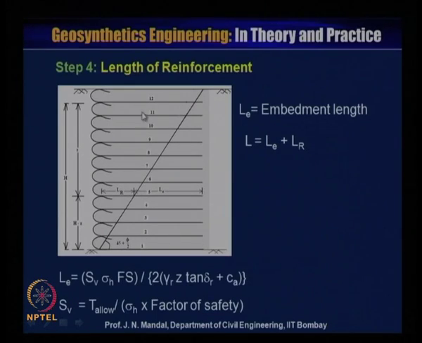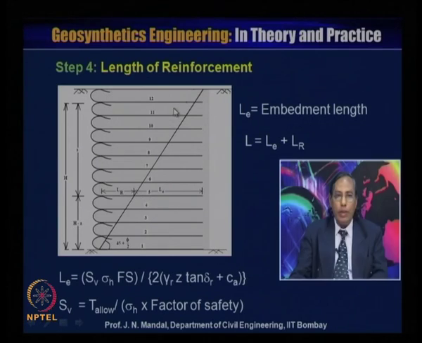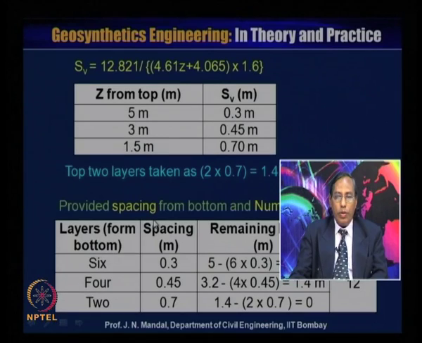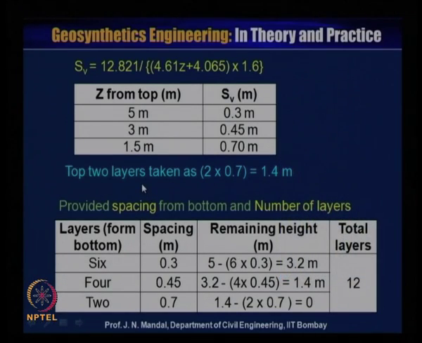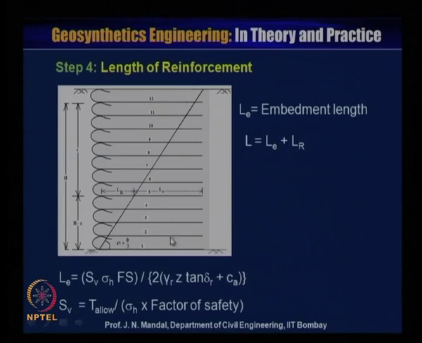So here is the number of layers of the reinforcement, that is 12. Total number of layers will be equal to 12. So this is 6 plus 4, 10, plus 2. So total layers will be 12. So here, the length of the reinforcement in step 6: 1, 2, 3, 4, 5, 6, 7, 8, 9, 10, 11, 12. This is the top.